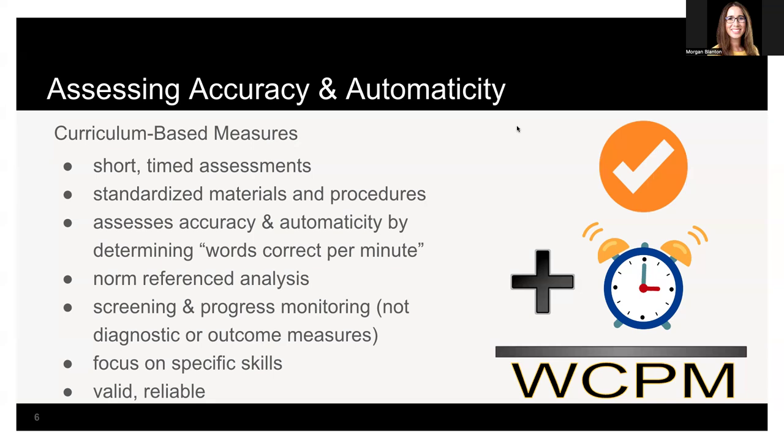I have this picture over here just to kind of help us remember what accuracy and automaticity mean. So when we think about accuracy, it's getting the words correct. And then the timer here is to remind us that that is looking at our rate. So how quickly do we get them correct? When we switch those two together, we have words correct per minute, which is what this acronym down here at the bottom means.